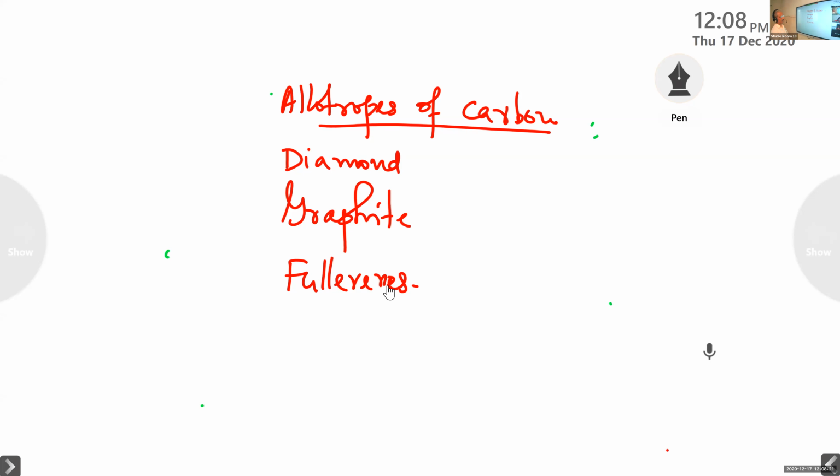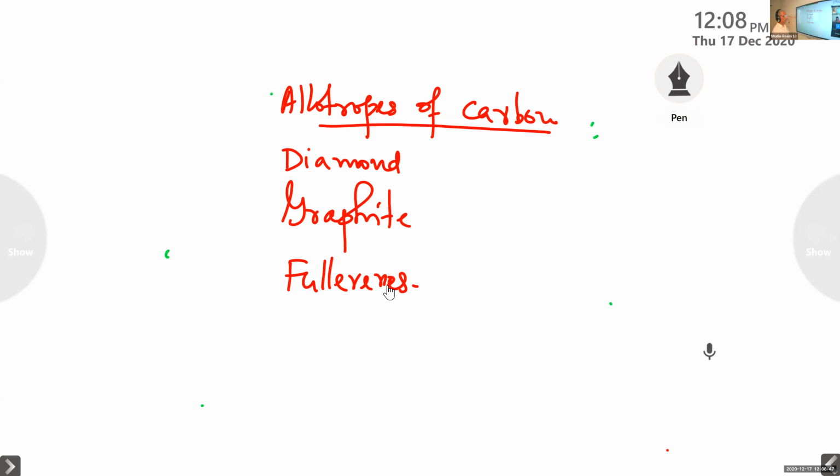Bad conductor of electricity because the electrons are not free to move. Electrons are not free to conduct electricity. Diamond. But it is very hard. In diamond, carbon has sp3 hybridization. So there is a tetrahedral structure.